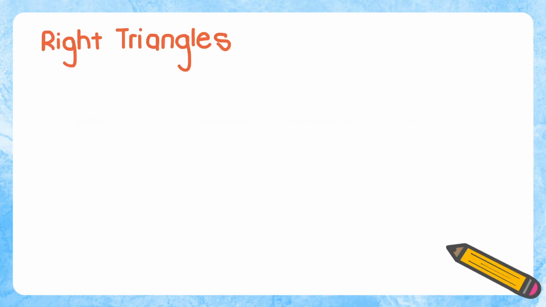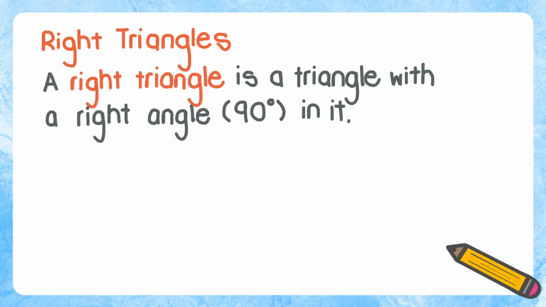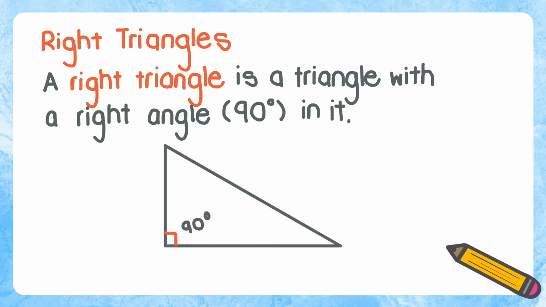In today's video, we will be focusing on the different parts of right triangles. So first off, what are right triangles? A right triangle is a triangle with a right angle in it. And remember, a right angle means that it is 90 degrees. So here's an example of a right triangle. Notice how the right angle is symbolized by this block angle. And again, a right angle is 90 degrees.